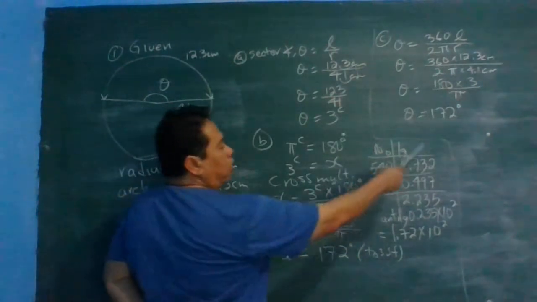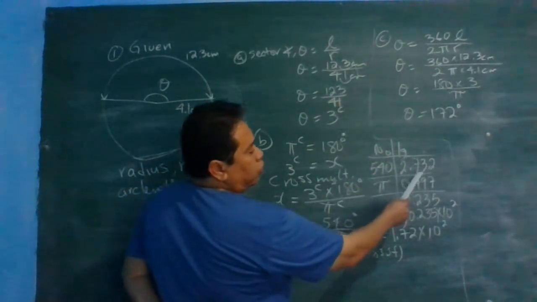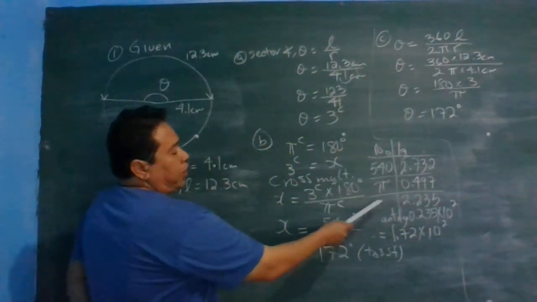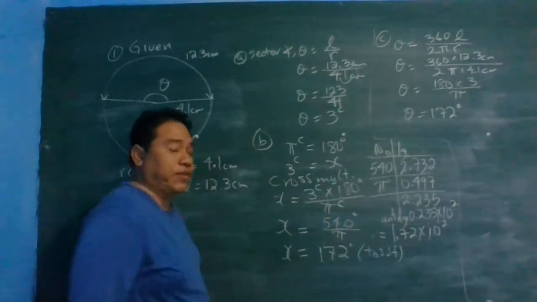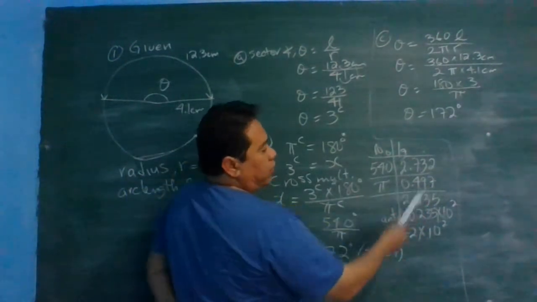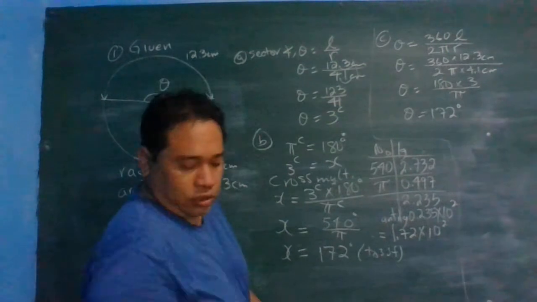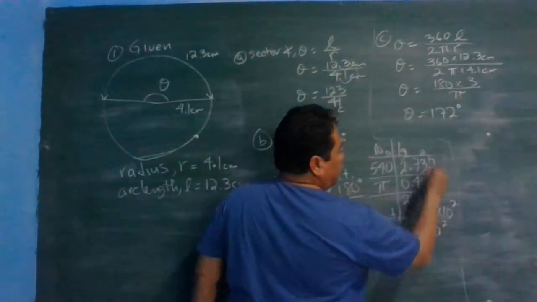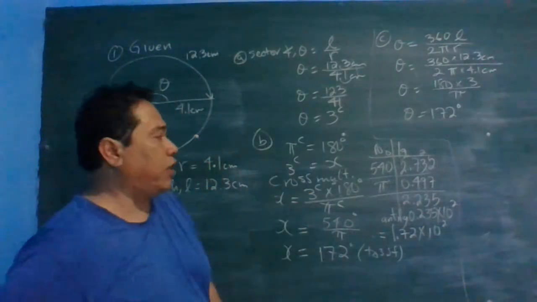So we have number log, 540 is 2.732 and pi is 0.497. So when I subtract, I say 2 minus 7 cannot go, so I borrow from the 3. The 3 will become a 2, and this becomes 12. 12 minus 7 is 5.